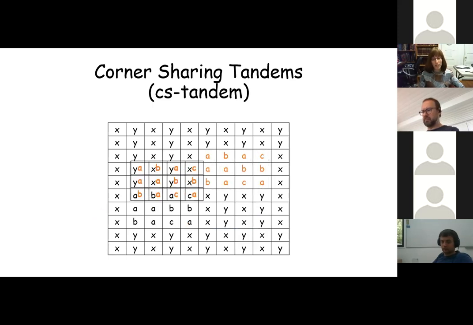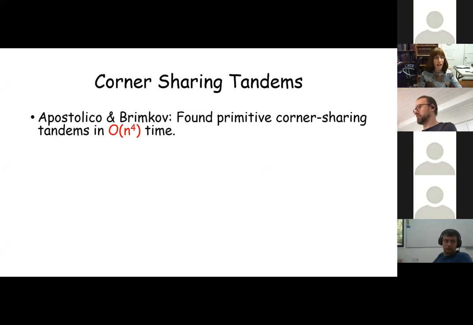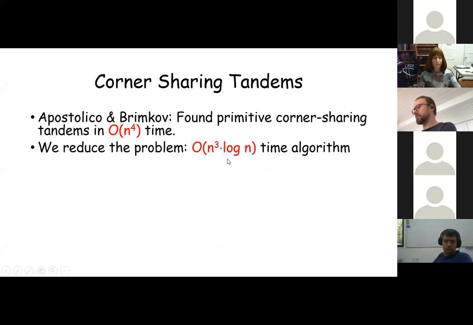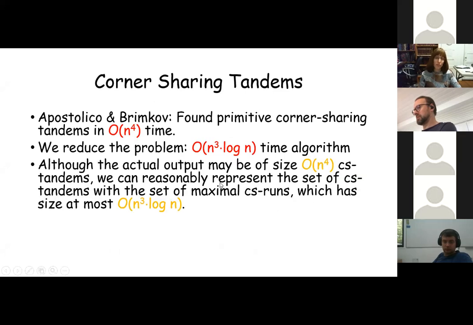They could go in the other direction as well, but that would actually correspond in the double string to having your first copy in S2. Okay, we'll get there. So Apostolico and Brimkov actually define this. They give an n to the 4th time algorithm, and by using the double string tandem repeats, we can reduce the time to n cubed log n.